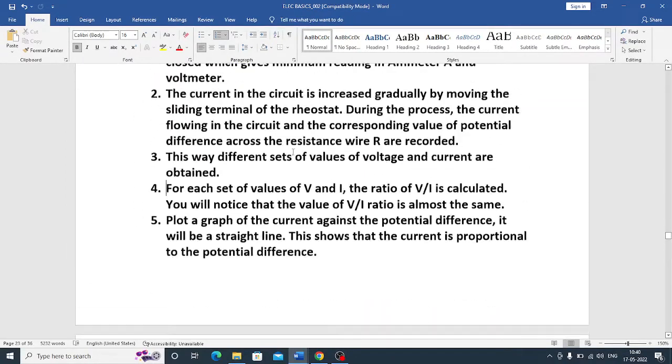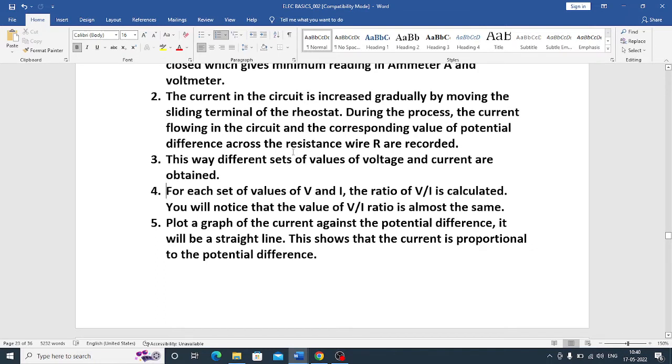Then you calculate V by I. You will get resistance. All the 4 readings should give approximately the same values, meaning V by I values should be the same.